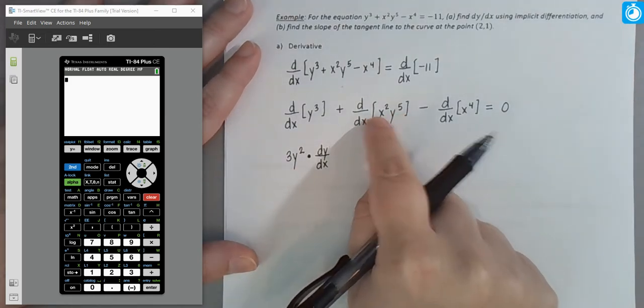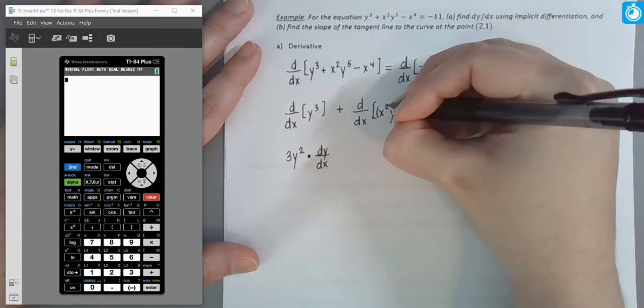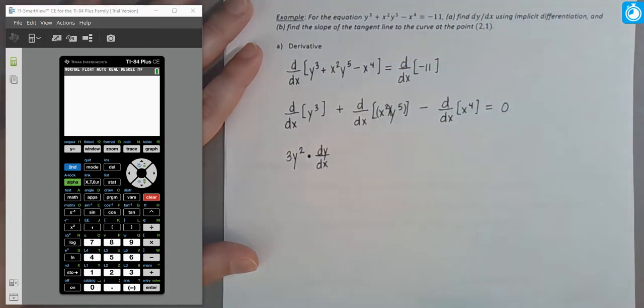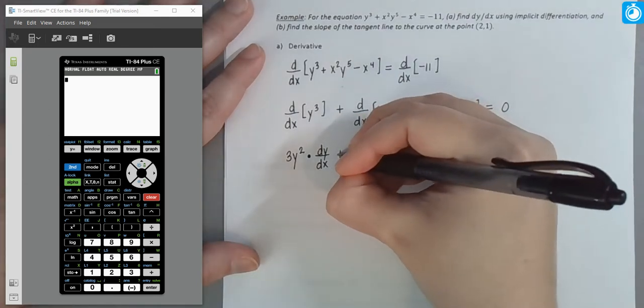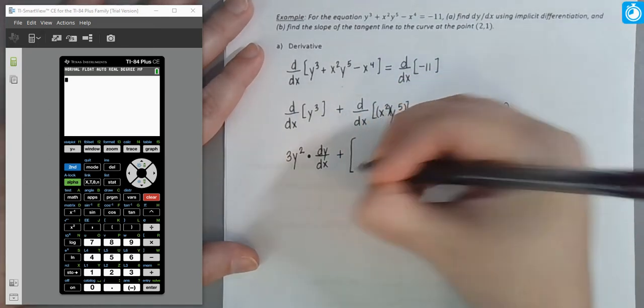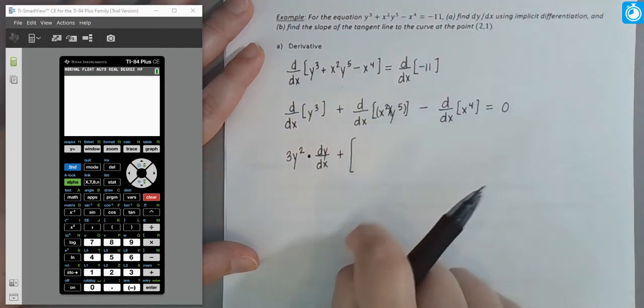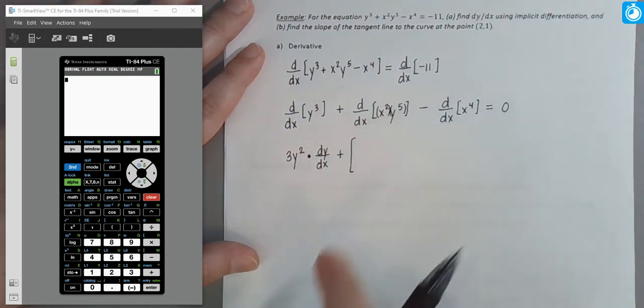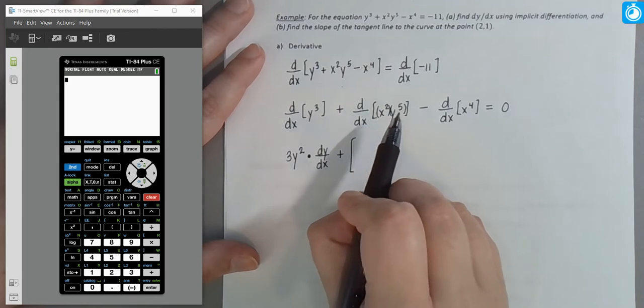Now, for our second term, we need to think of x squared and y to the fifth as separate functions that are being multiplied together. That means we need the product rule in this case. So we're going to add, and I'm going to open up a big set of parentheses, and everything in these parentheses is going to be the derivative of this product. The product rule says take the first function, multiply it by the derivative of the second function, and then add the first function's derivative multiplied by the second function as is.